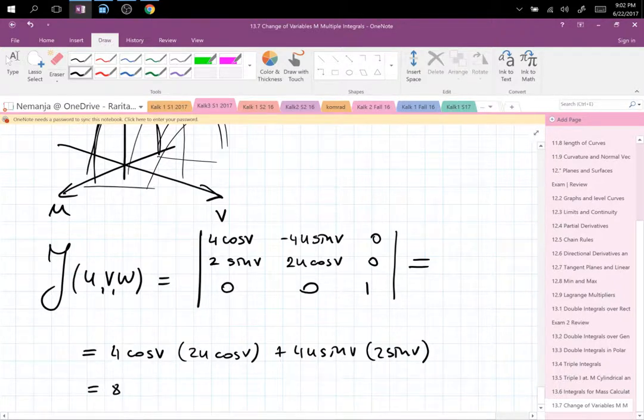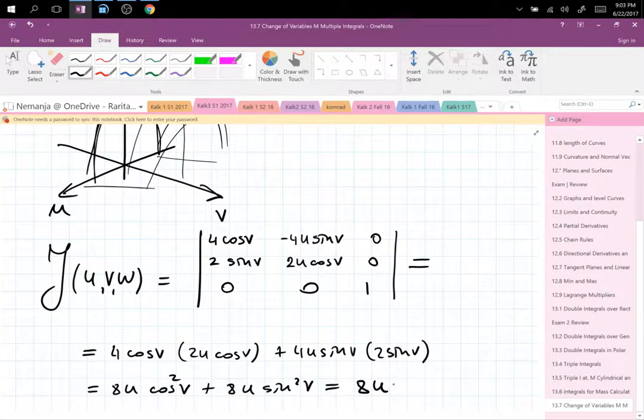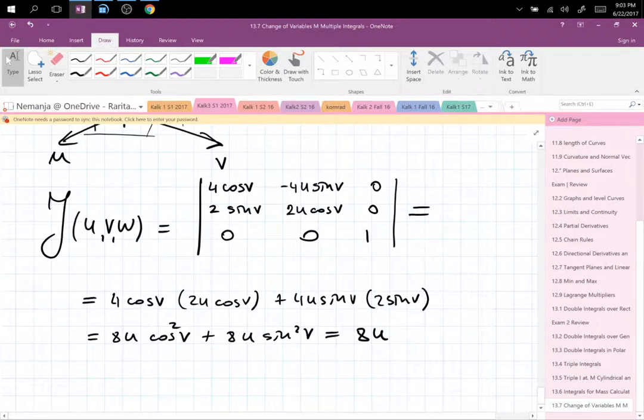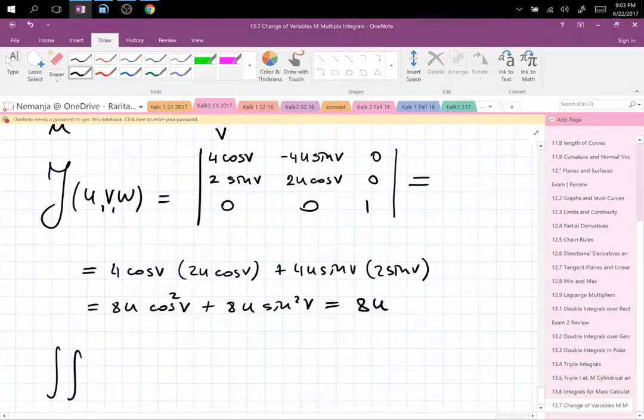This is 8u cosine squared v plus 8u sine squared v. Look how beautiful. This is amazing. Wow. All that mess, 8u. Triple integral of z. Z is w, yes.